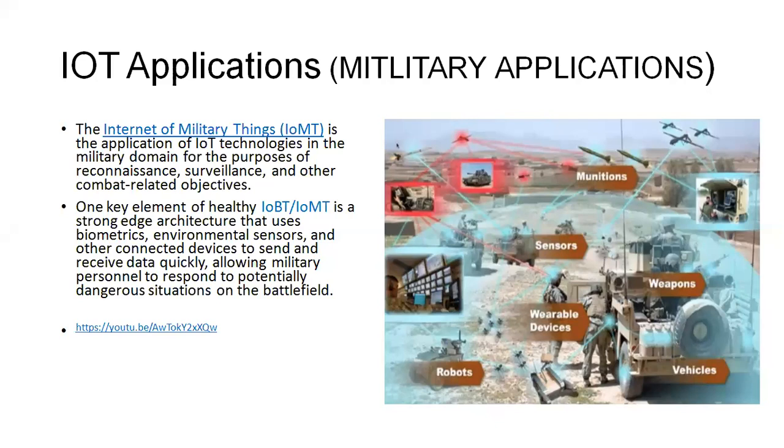So one key element of a healthy IoBT or IoMT is a strong edge architecture. The companies will use the edge architecture, which will be beneficial for connected devices to send and receive data quickly, allowing military personnel to respond to potentially dangerous situations on the battlefield. To respond very quickly, IoT is needed in this field also. Next slide, sir.